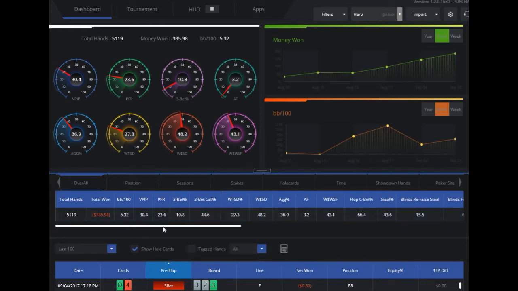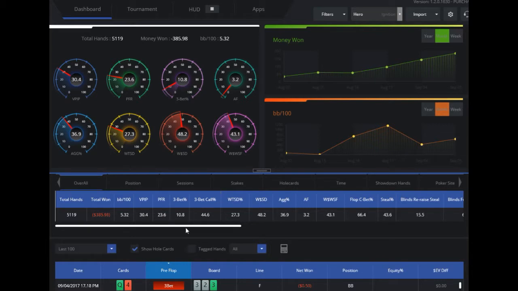Preflop raise, generally want between about 17 and 25. You want to keep that as close to your VPIP as possible, so you have a tight VPIP to preflop raise ratio. That means you're not limping into a lot of pots, you're not cold calling too much. So 17 to 25, and it's 23.6. So it's on the higher side, but it's not bad. And the VPIP to preflop raise ratio is pretty solid. It could be a little tighter.